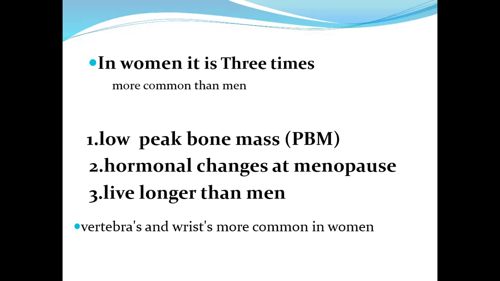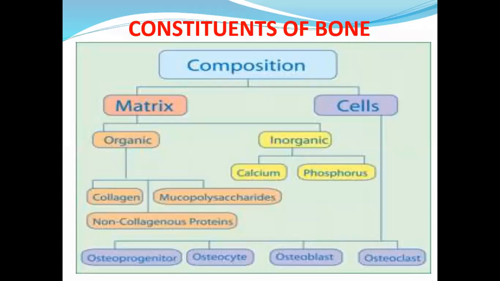The vertebrae and the ribs are more commonly affected in women. This means osteoporosis is mostly found in the ribs as well as the vertebrae. Women are more often sufferers of osteoporosis in these particular organs.